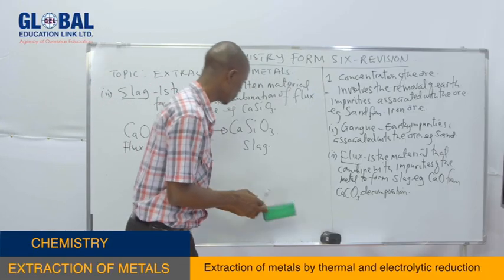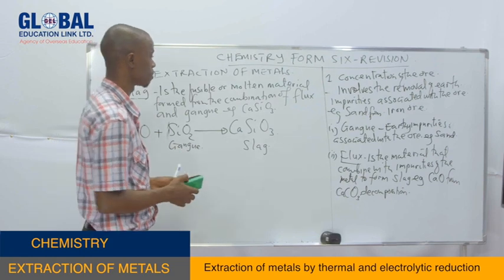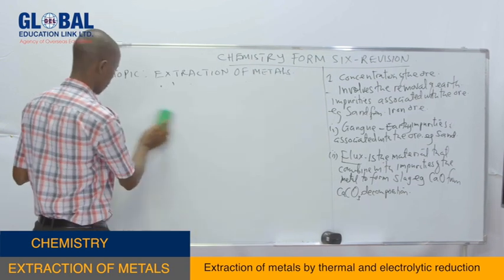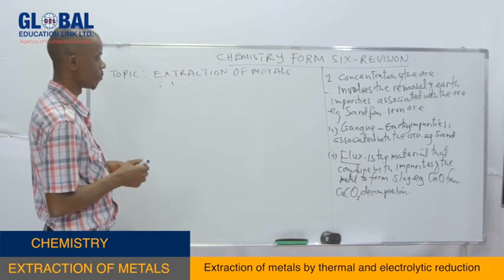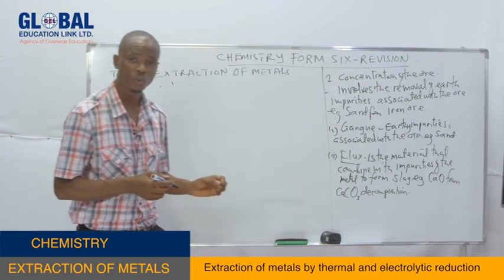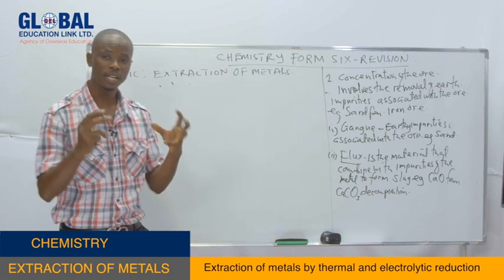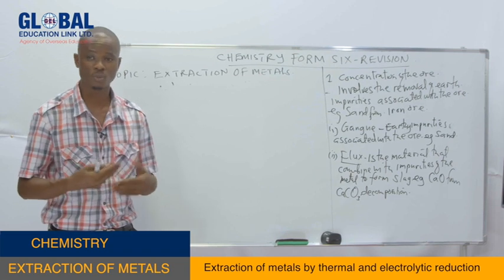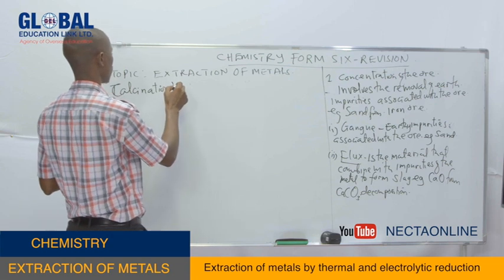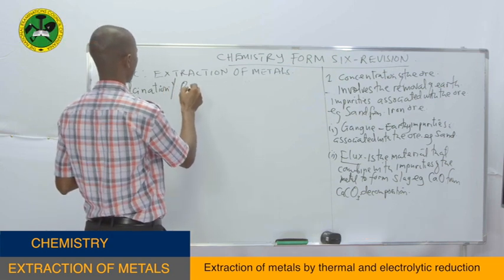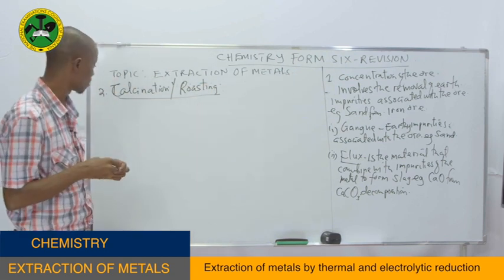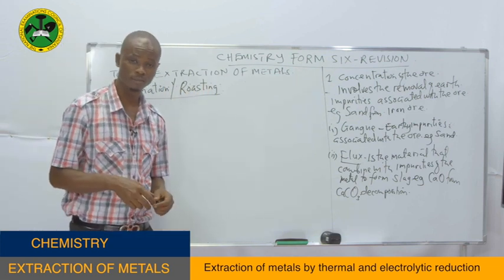Now from there, we can have some more steps to do with the extraction of metals. The second step, after concentrating the ore, that means we have removed the earth impurities which are associated with the ore. Now we need to get the pure ore so that other processes of extraction can proceed. Second step. Now the second step is calcination and roasting.